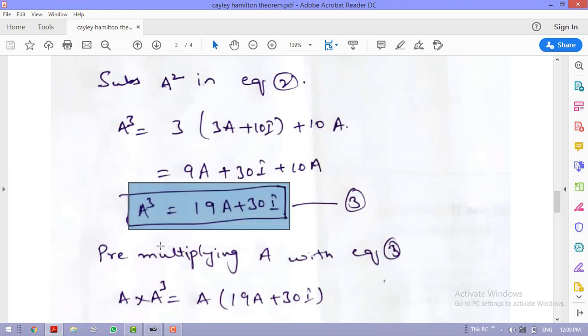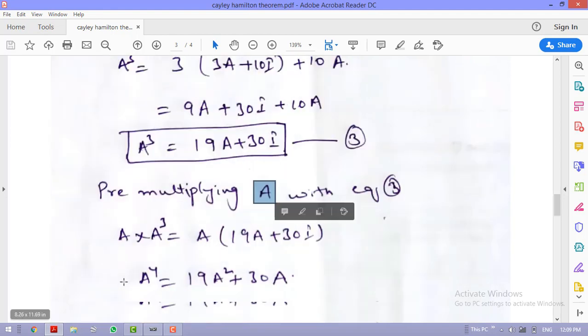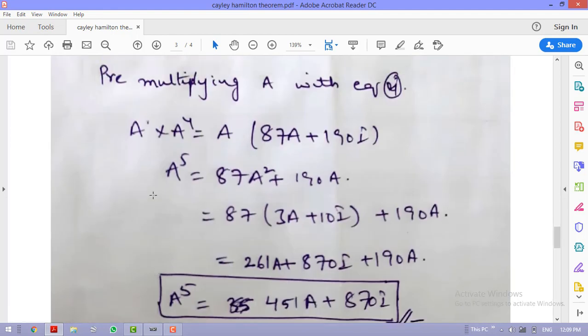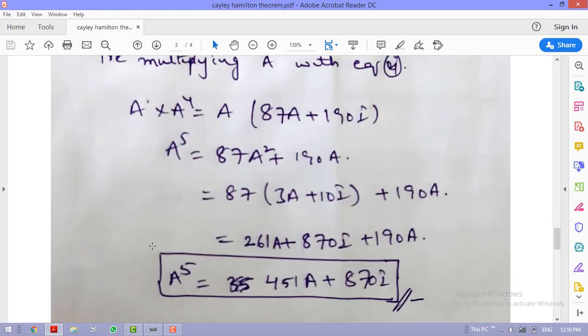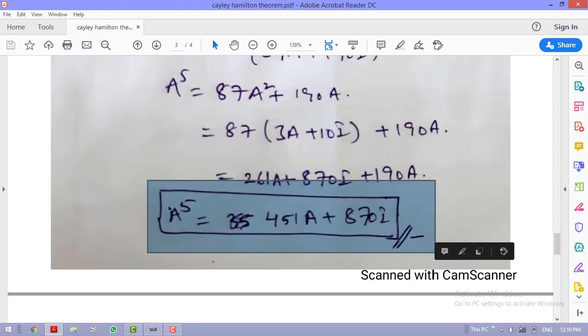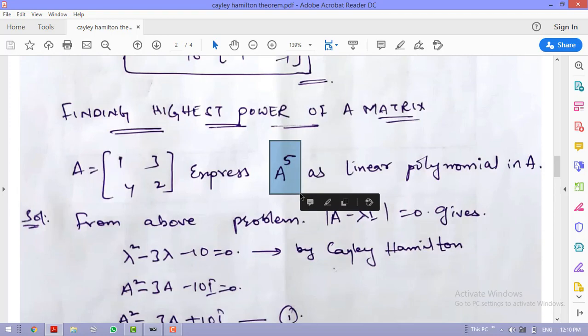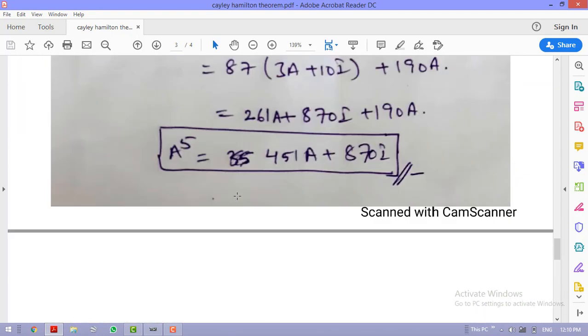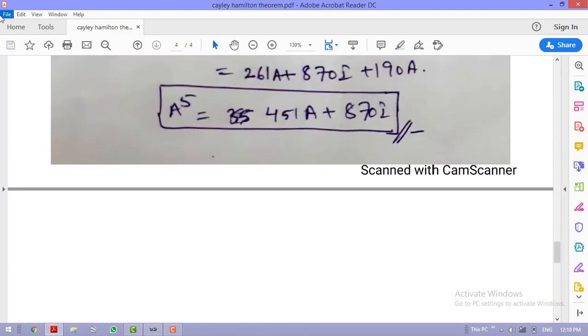Then it's the same repeated step, I am multiplying with A until I get A power 5. As you can see, after multiplying I got A power 4, then again multiplying with A I got A power 5. Finally this is the equation I got over here, which is nothing but A power 5 is equal to 451A plus 870I. So this is the value of that particular matrix at A power 5. I hope you got these two things, how to find the highest power of a matrix and the inverse of a matrix.